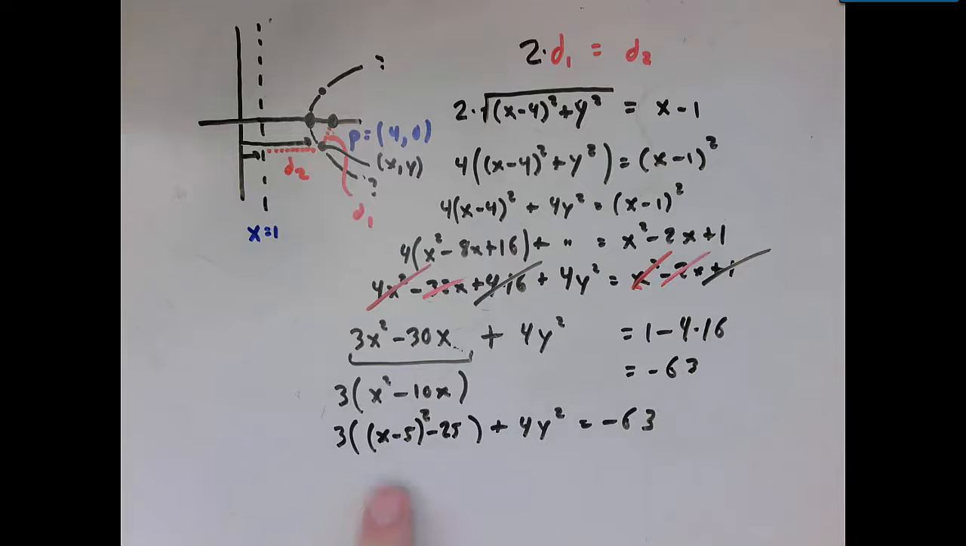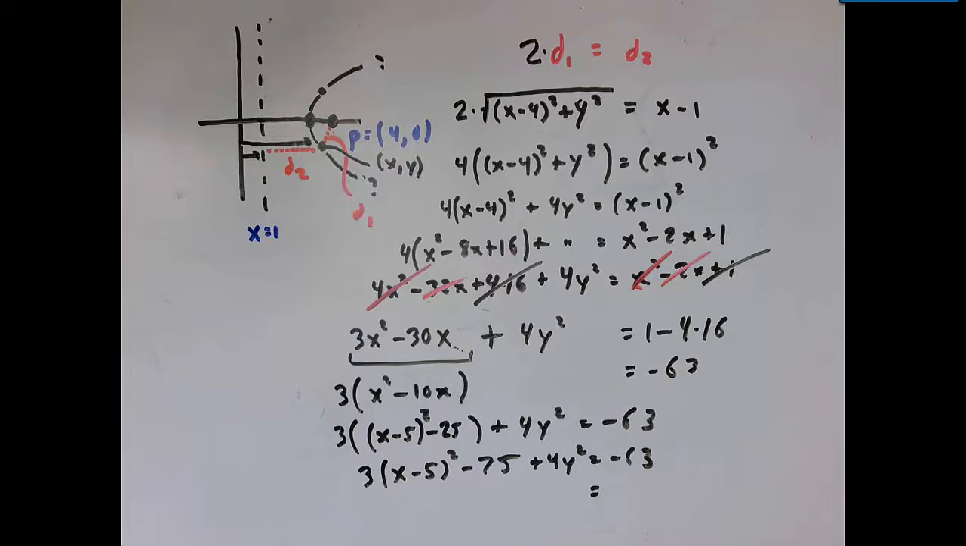And now we have this extra ugly constant. So let's redistribute the 3 so that we can get this constant over to the other side. Because I really like to have all the variables on one side and all the constants on the other side. All right, so let's redistribute. We've got 3 times x minus 5 squared. And then this is now minus 75 because 3 times 25 is 75. Okay, so now let's add 75 to both sides.